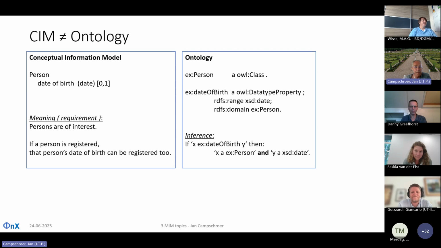Personen zijn relevant, dus daar wil ik wat van weten. Dat zijn onderwerpen van gesprek. En als een persoon is geregistreerd, dan kun je daarbij ook de geboortedatum registreren. Kan. Hoeft niet, maar kan. En hij heeft er maximaal één. Je kunt niet meerdere geboortedata hebben. Dat is in feite het conceptueel gegevensmodel.